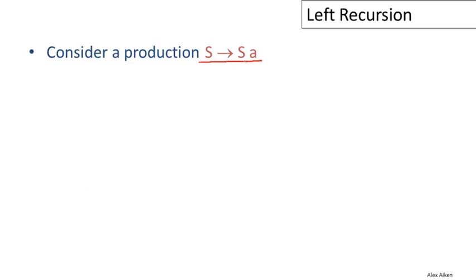S goes to S followed by A. So the recursive descent algorithm for this production is the following. We just have a function called S1 for the first production of S, and it's going to succeed if the function S succeeds, and then after that succeeds, we see a terminal A in the input stream.